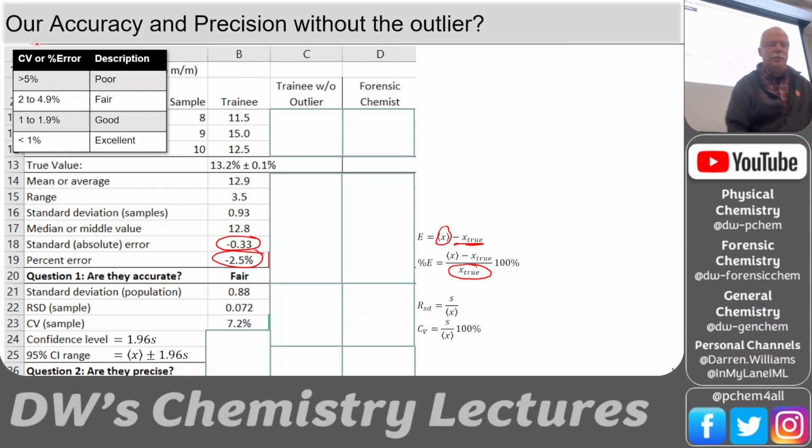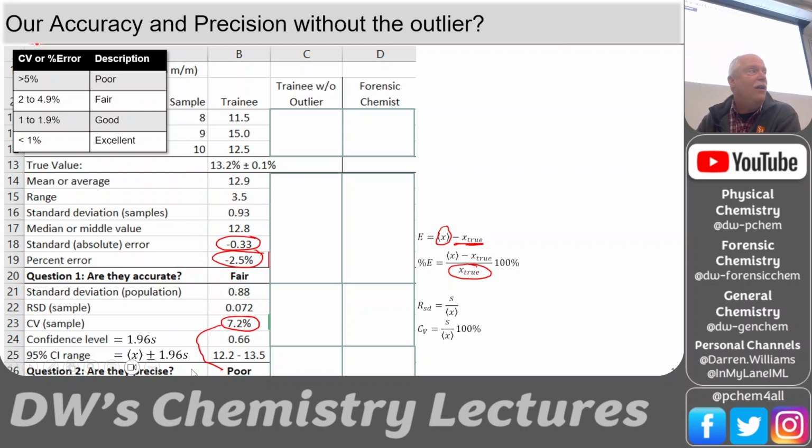Okay, so let's look at this. Are they precise? So the standard deviation is 0.88. The RSD is 0.072. I got that by dividing the standard deviation by the mean. And so our CV, our coefficient of variation, is 7.2%. Our confidence interval, plus or minus 1.96 of that value, is 0.166. So there's our confidence interval range. And so going off of this 7.2%, I would say that the poor trainee has poor precision, using my little table up there. Okay, so the precision needs to be improved for my trainee.